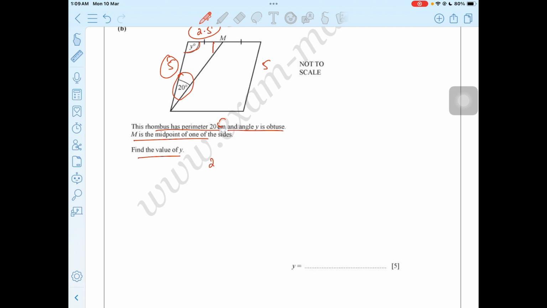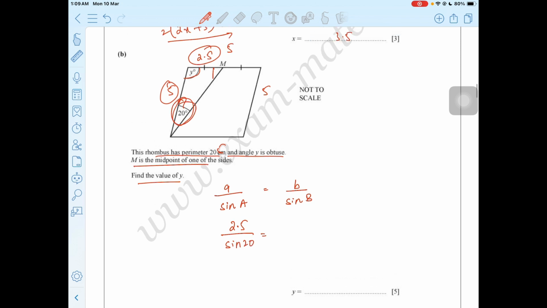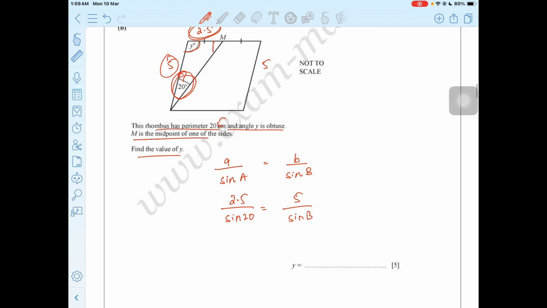So let's use the sine rule, which is a over sine a and b over sine b. So this will be 2.5 over sine 20, and then we use 5 over sine b. Then let's quickly calculate this answer. This sine b will go over there and this sine 20 will come over here, and then 2.5 would be divided. So this would be 5 over 2.5 multiplied by sine 20 to get our sine b.